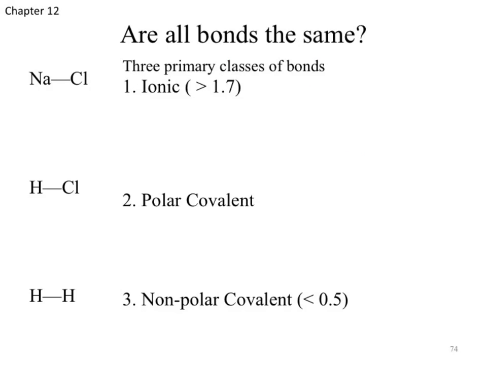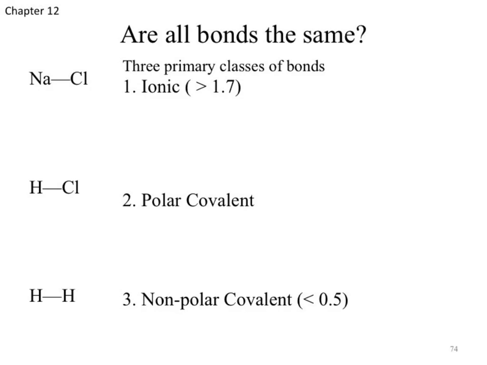Are all bonds the same? We've already talked about ionic and covalent, but you'll notice I've added this extra term. This is our polar covalent. You notice I used HCl versus HH. How can I subcategorize these so that I know which one's which? How do I know when I look at NaCl that that's an ionic bond?